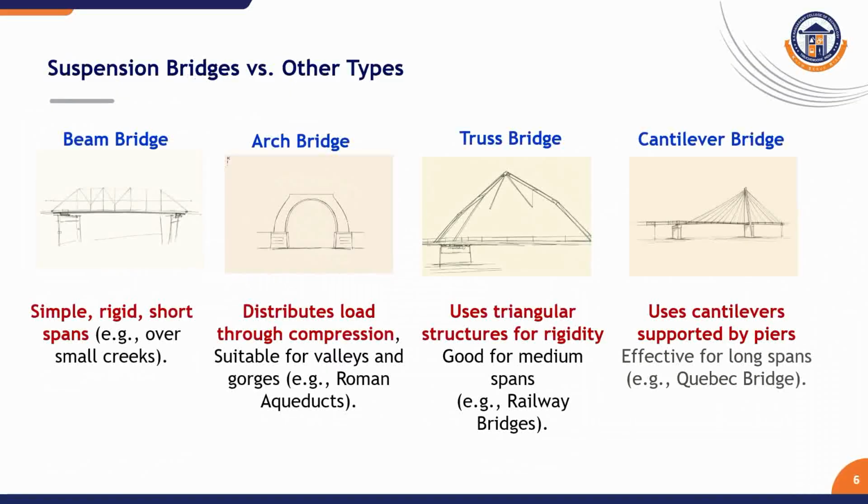Now we will look in detail at suspension bridges versus other types of bridges. There are various bridge types, each suited to different spans and site conditions. Beam bridges are short and simple. Arch bridges work well in valleys due to their load distributing shapes. Truss bridges use triangular frameworks for stability. Cantilever bridges handle longer spans. But for the longest spans and striking aesthetics, suspension bridges stand out.